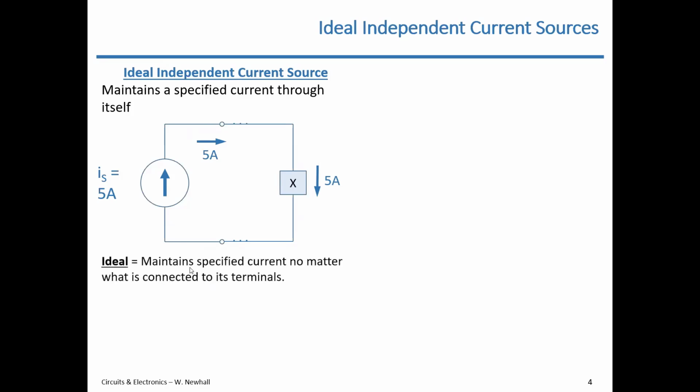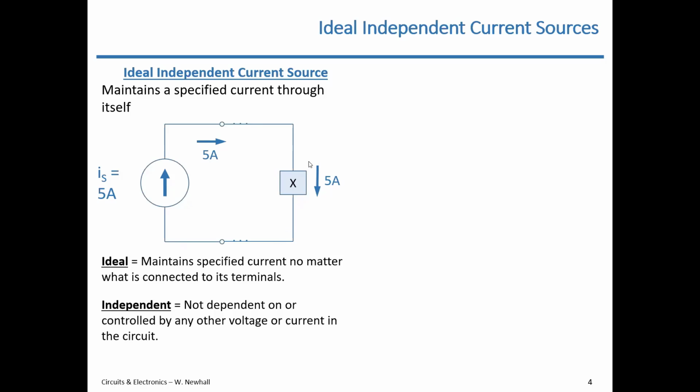This current source is ideal because it maintains a specified current no matter what is connected to its terminals, except for an open. You can't have current flow out of an open terminal. But theoretically, everything else that's connected to it will not affect its current. That's specified. It's independent because it's not dependent on any other voltage or current in the circuit. We'll contrast that with dependent sources in a minute.